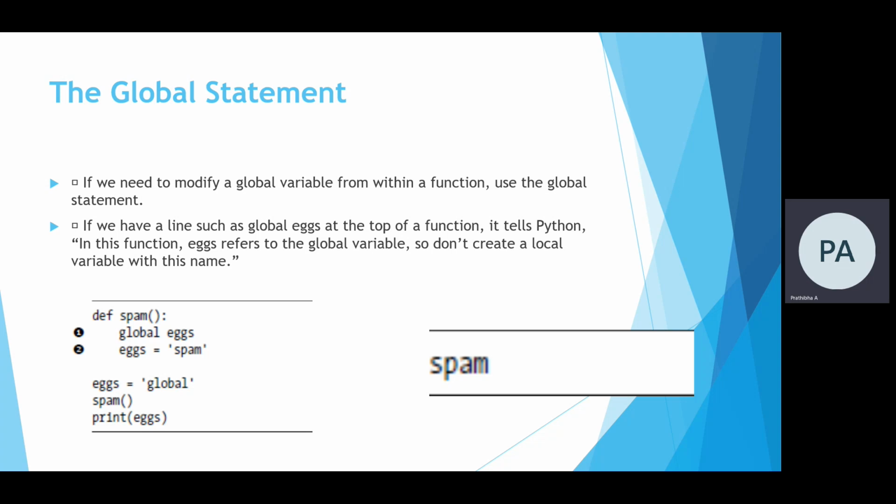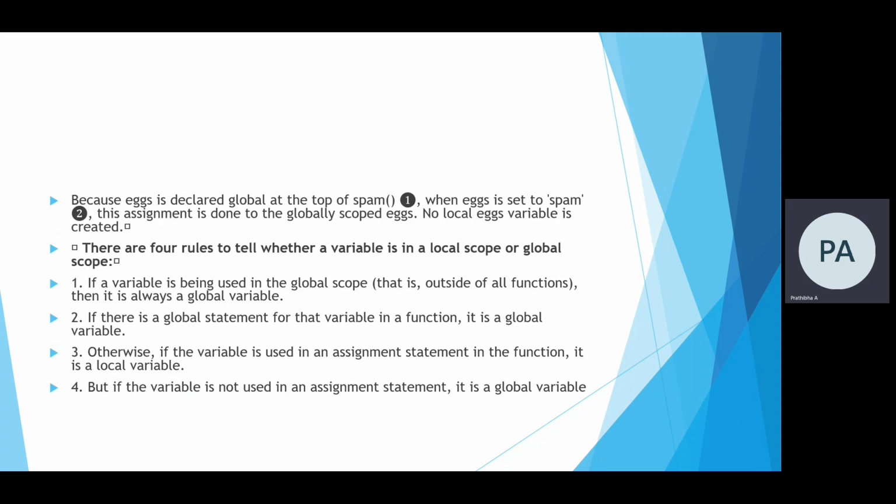In the last examples we have seen that whatever is in the local scope cannot be modified. Once you modify it and come out of the function, everything is forgotten. But in this case, we are using the global statement. So whatever modifications you have done to the global variable will be displayed in the global scope. That's what they have explained here. Because x is declared global at the top of spam, when x is set to spam, this assignment is done to the globally scoped x. No local x variable is created.